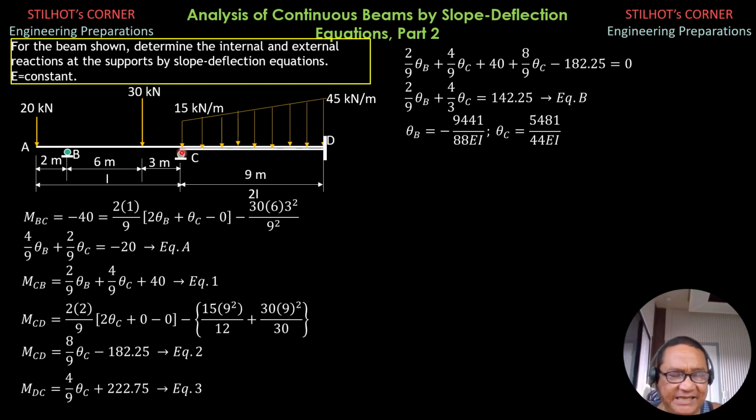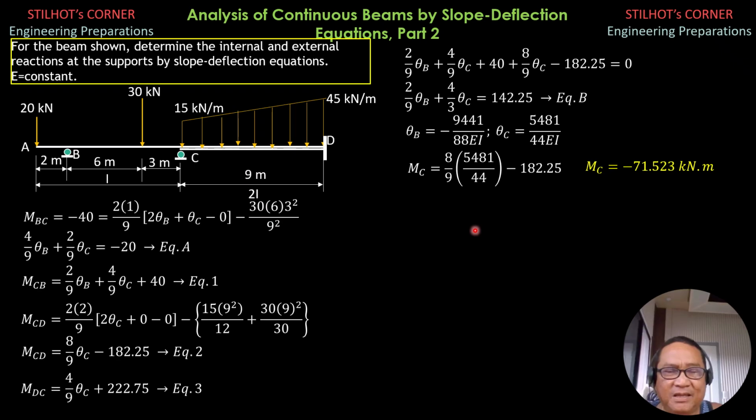The moment at C is moment CD, and the moment at D is supposedly moment DE, but there's no DE, only DC. So the moment at D is the negative of the moment of DC, so the negative of this value. So MC is moment CD. So it is 8 over 9 of 5481 over 44 minus 182.25, and that is equal to negative 71.523 kilonewton meters.